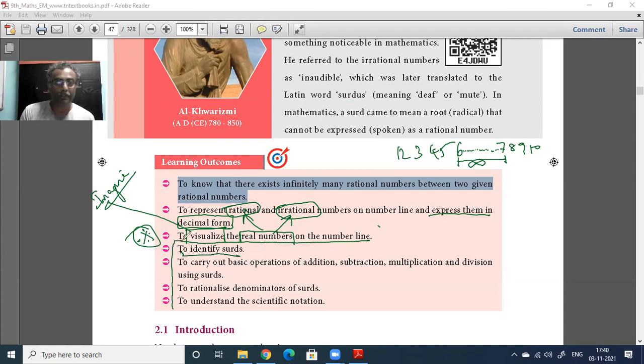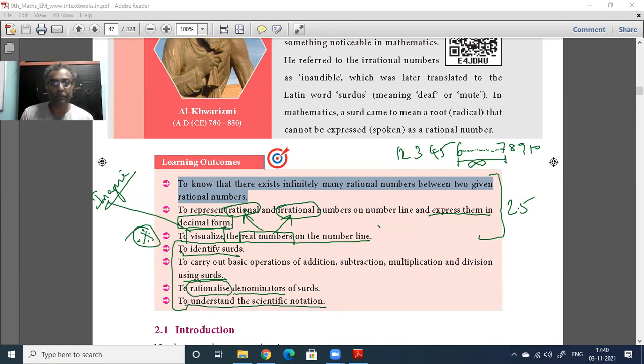Then this is advanced. I think for your syllabus, they did only up to 2.5. But this is advanced: to identify surds and to carry out basic operations of addition, subtraction, multiplication, division using surds. And then to rationalize, that means to make the denominators of surds into rational numbers. And then finally to understand scientific notation.